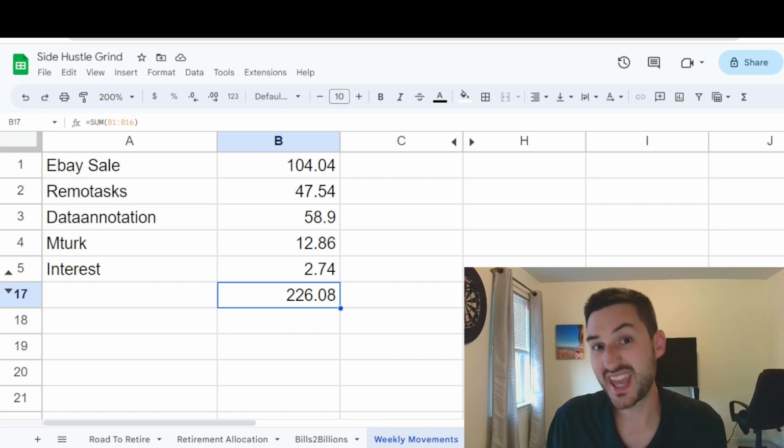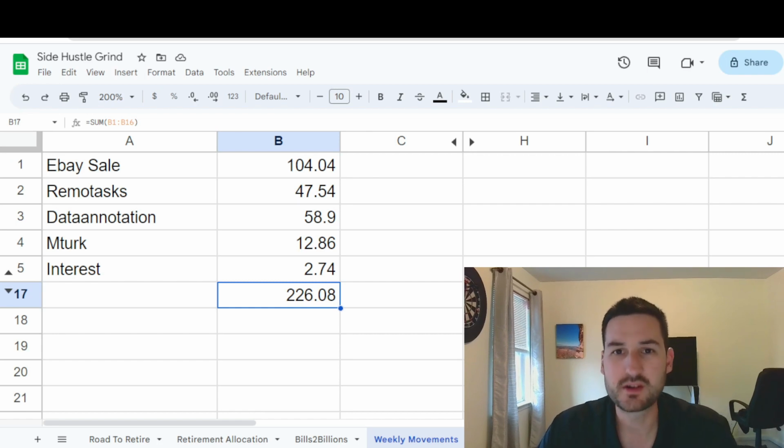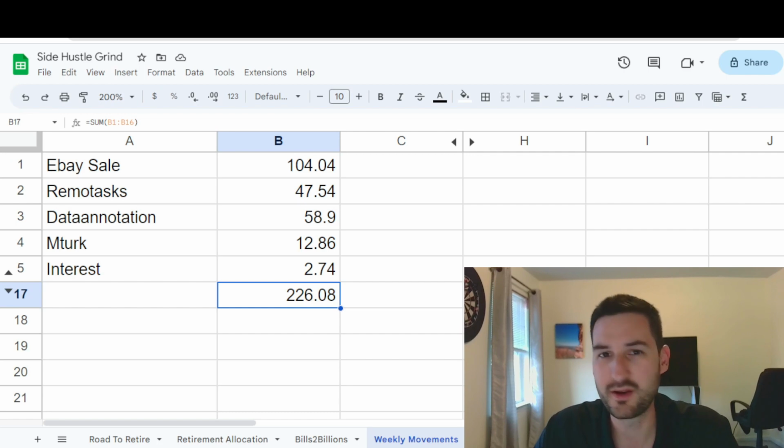And then every single day I need to walk 10,000 steps, get back in shape, get a little fitness. What's the point of retiring early if you don't have any fitness on your side?